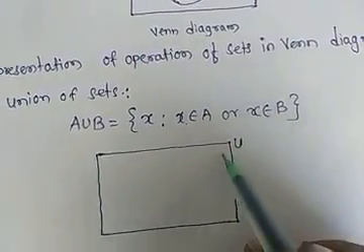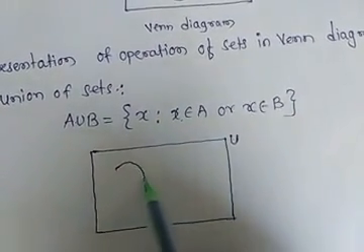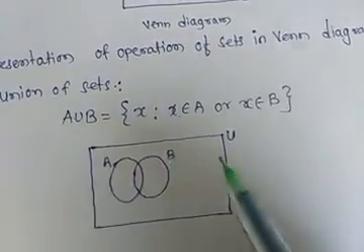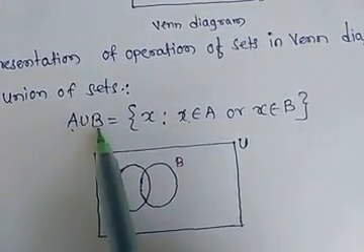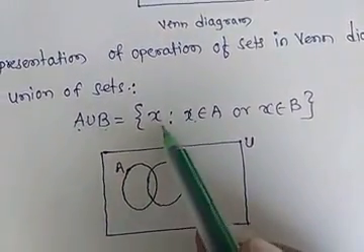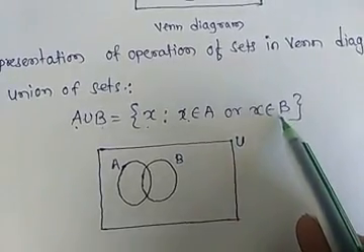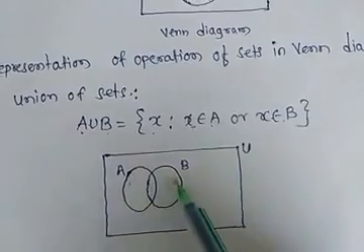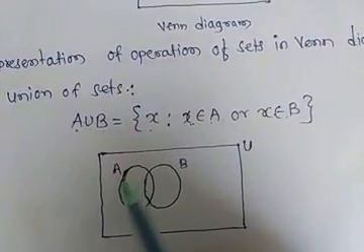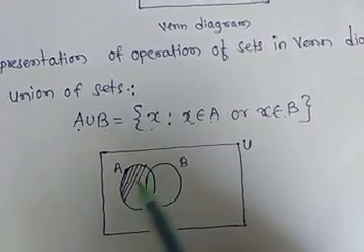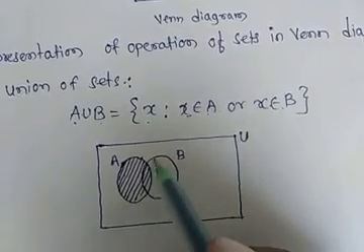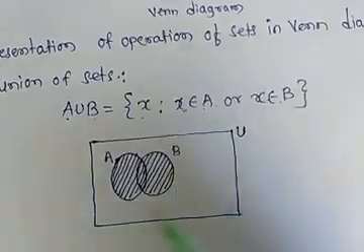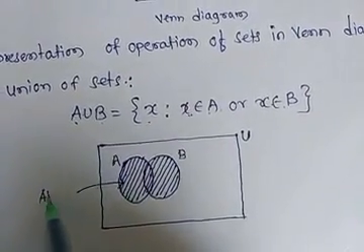If we consider this rectangle as a universal set, and this is set A, this is set B. Now we have to represent A union B. The definition is X such that X belongs to A or X belongs to B, which means that all elements from set A and set B are contained in A union B. So in A union B we represent this by lining; our shaded region will represent A union B. This is our representation of A union B.